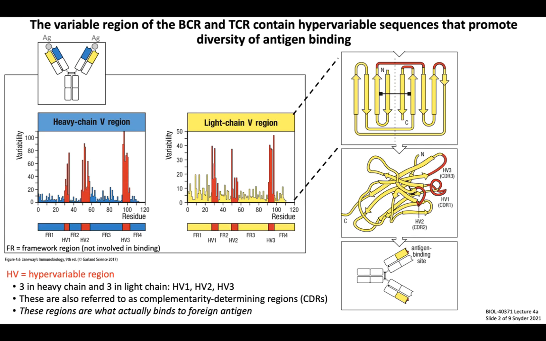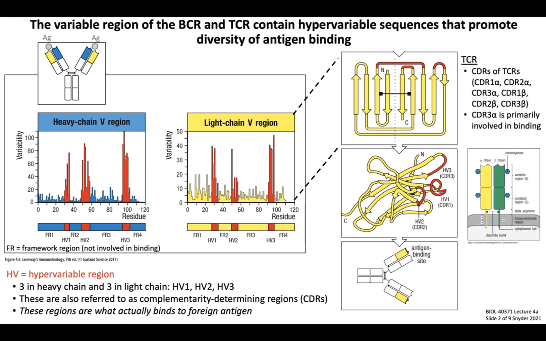Since these form a surface that is complementary to foreign antigen, these 6 hypervariable segments of the protein are commonly referred to as the complementarity determining regions, or CDRs. Together, these loops of CDRs from both the heavy and light chains are also called the immunoglobulin fold. Keep in mind that this is just on one of the Y-shaped arms of the protein, so each immunoglobulin molecule has 2 separate antigen binding sites, one on each tip of the Y.